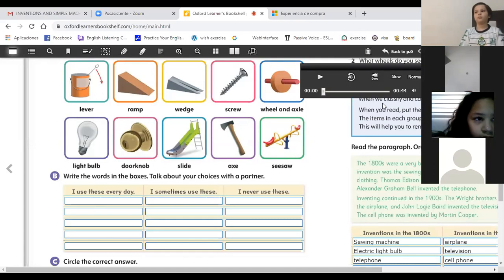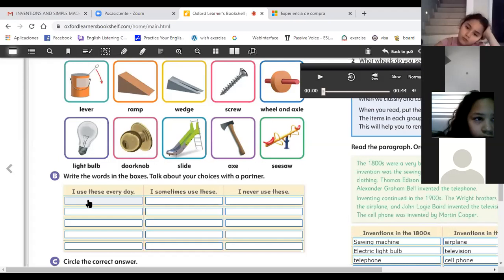Maria Angel is raising his hand. Okay, say it, Maria Angel. You can use the microphone too, not only the chat, but also the microphone. I think Diego Alejandro wants to participate. Tell me, Diego, what object do we use every day for opening and closing the doors? Doorknob. Doorknob, excellent. So here we are going to write doorknob.